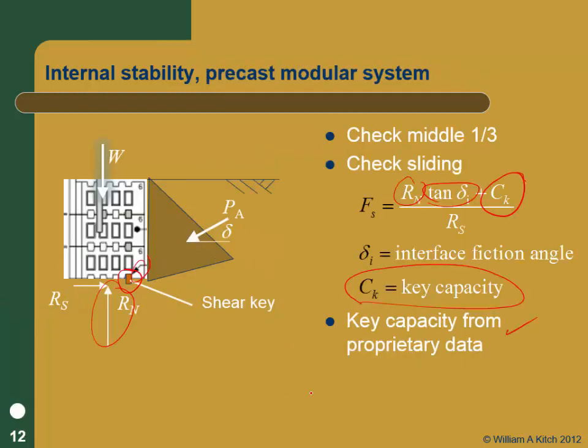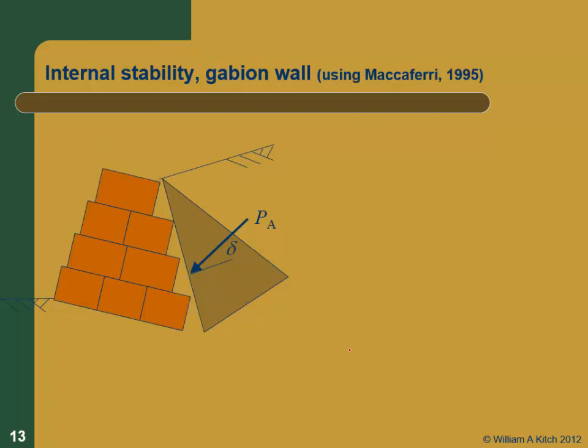And by the way, I'm looking at this T-wall system because it has a fairly simple interface model. You basically have sliding plus whatever this key capacity is. Some of the other ones are much more complicated, but there's got to be some way to check that internal stability. And oftentimes for these things, it's proprietary. All right, so let's look at our gabion wall.